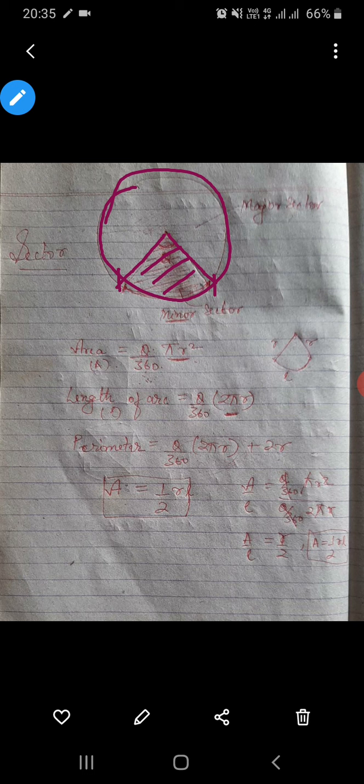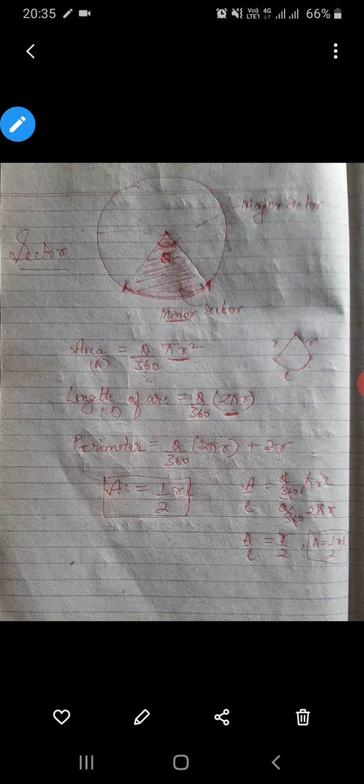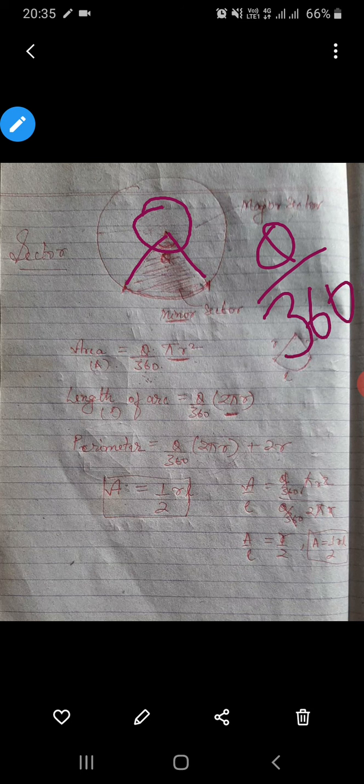This is your sector. So, class, you can say that sector is a part of the circle inclined at a certain angle theta. You all know that a complete angle is 360, and if we compare with this part, this is the theta part of 360, means the ratio. So, class, area of sector depends totally on this.